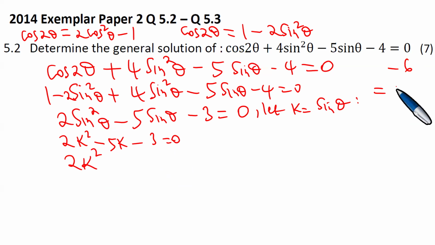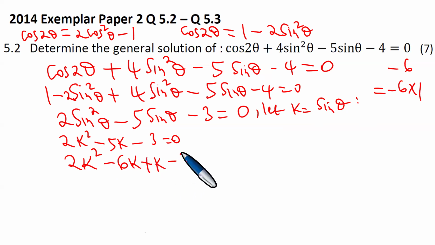Right, so now somebody can say the factors of minus 6 can be seen as minus 6 times 1. So minus 6 times 1 would give us minus 6, but when you add them up we get minus 6k plus k minus 3 equals 0. Yes, minus 6k plus k would give us minus 5k. Okay, this is one way of factorizing. I know that you can actually have your own way.